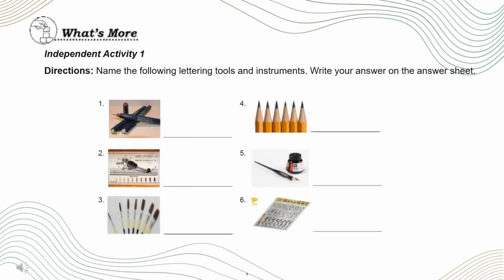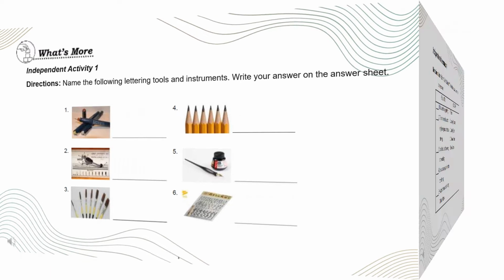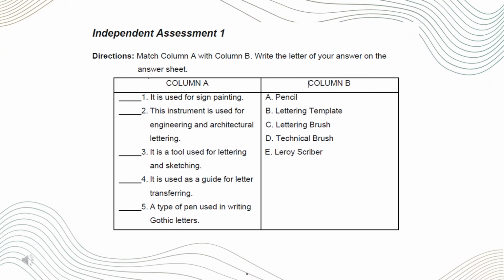Now, to practice and solidify your understanding about the lesson, let's proceed to the what's more. For the independent activity 1, name the following lettering tools and instruments. Write your answer on your answer sheet. Next, for the independent assessment 1, match the column A with the column B. Write the letter of your answer on your answer sheet.